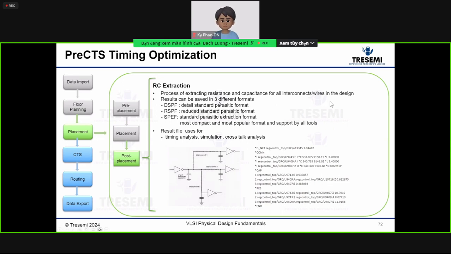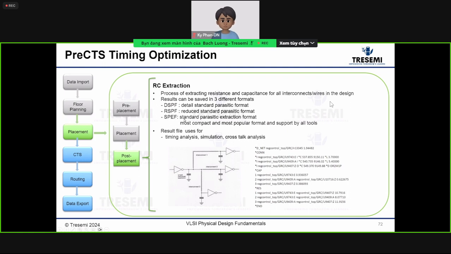So when you run a timing report or do an opt, the tool first does an RC extraction automatically. It has to figure out what the timing is for each of those paths before it actually goes and optimizes the design. RC extraction can be saved in three different formats: DSPF, RSPF, and SPEF. SPEF is the most popular format. Okay, these two not so much. All the industry tools read SPEF.